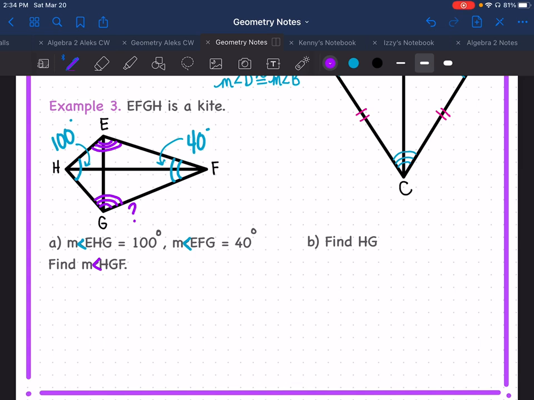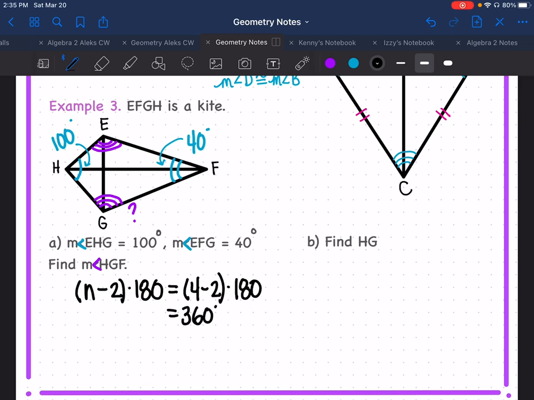If I go back to the very first lesson, I know that I can find what these 4 angles, E, F, G, and H, add up to. If I use the formula n, my number of sides, minus 2, times 180, this is going to give me what the 4 angles inside sum up to. So n is 4, minus 2, that's 2, times 180. These 4 angles have to add up to 360 degrees.